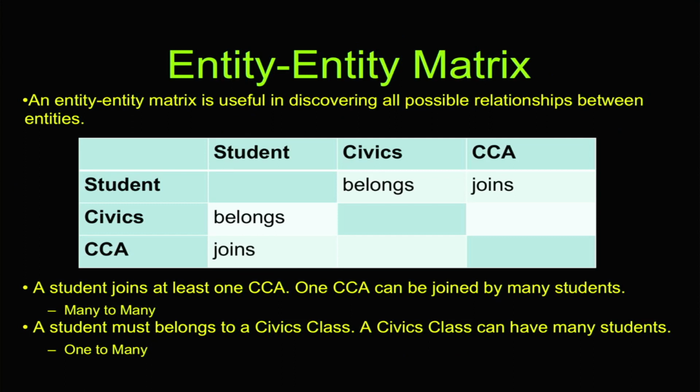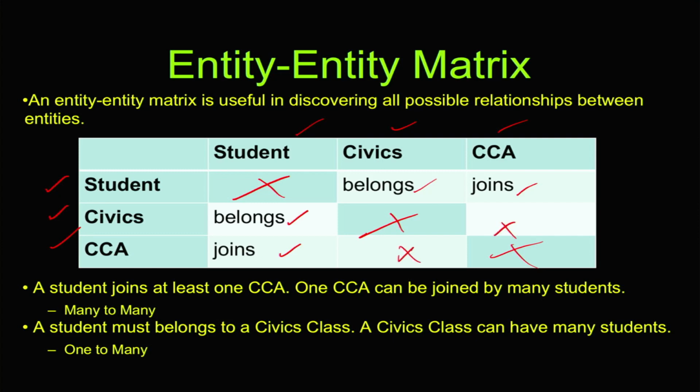We also can use something called an entity matrix. This is useful in discovering all possible relationships between entities. So what we do is write out the entities on both axes, in one column and also one row. This box doesn't need to be filled because this is talking about student and student, civics and civics, so there's no need to fill those. When you look at the relationship between student and civics, a student belongs to a civics class, and the student joins a CCA. Then there's no link between the CCA and civics, so we can leave it blank.